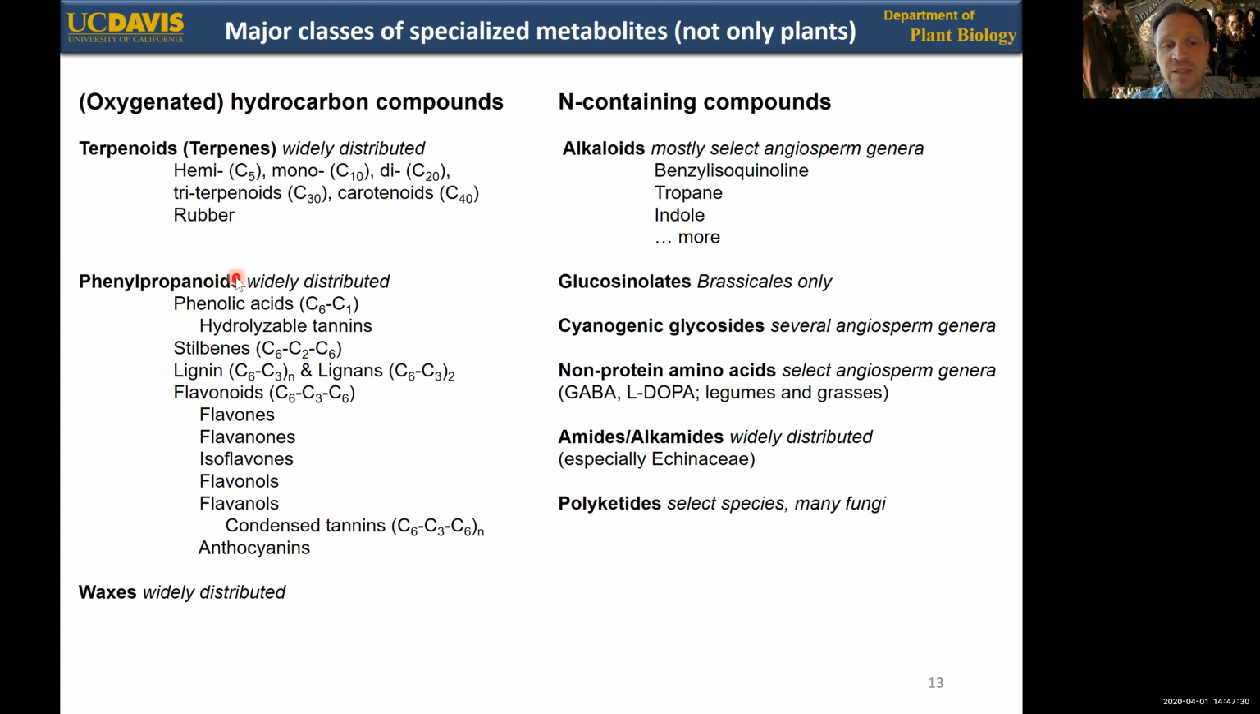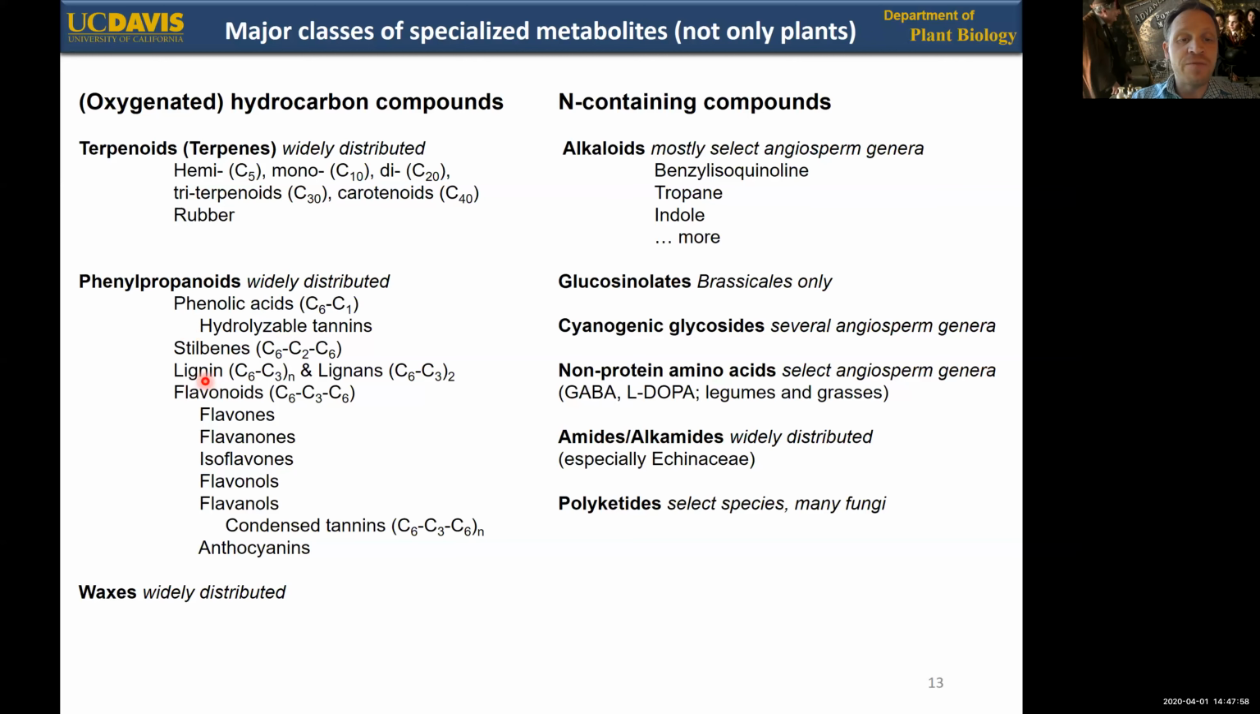Small phenolic acids are very common. Stilbenes are very common. Lignin and lignans. Lignin is actually an interesting example where you could see it as a general metabolite because it provides structure for a plant, but it also provides structural defense against, for example, boring insects or other herbivores. And so it can also be seen as a defensive metabolite and therefore a specialized metabolite.